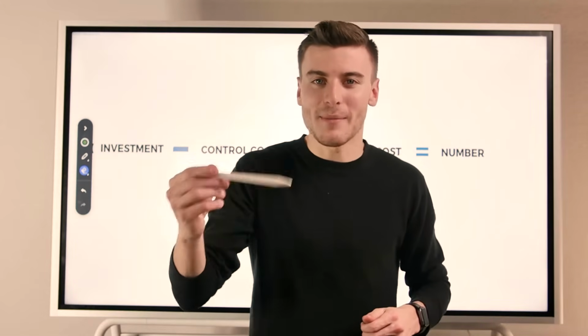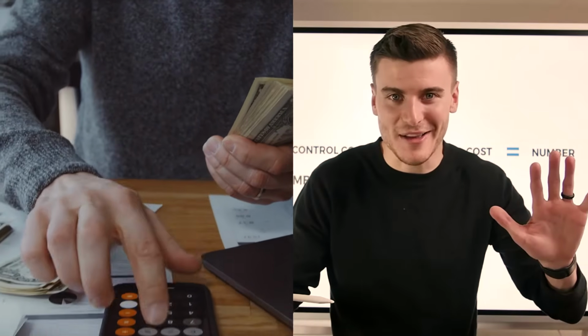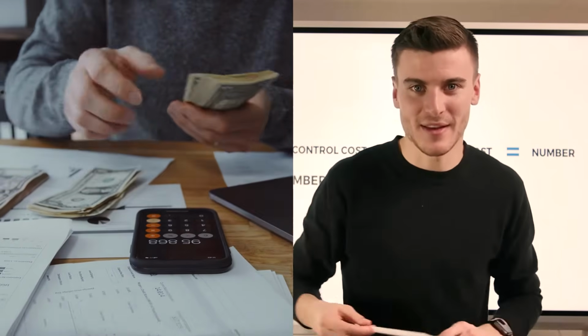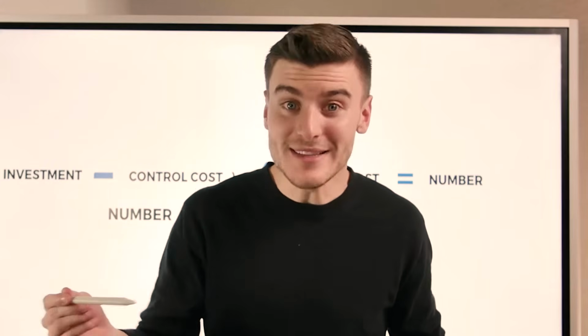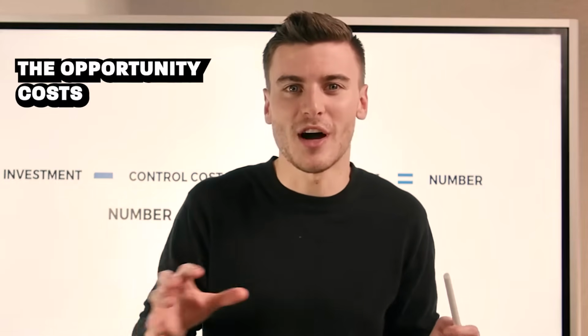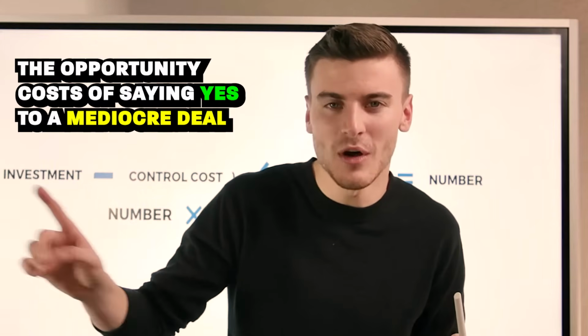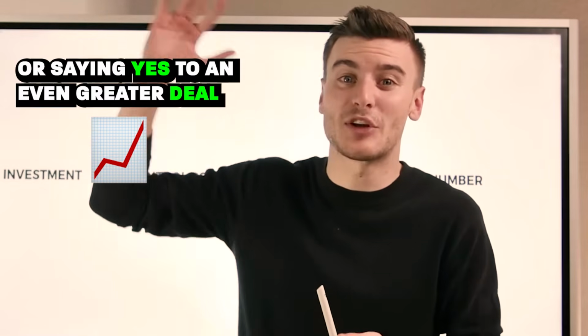And so when I make the statement, if I had the ability to borrow at 5 to earn 7, I would turn that down. And you might be thinking, why? Well, the reason is, yes, I would make a rate of return, but the opportunity cost of saying yes to a mediocre deal would take me potentially out from going all in or saying yes to an even greater deal.